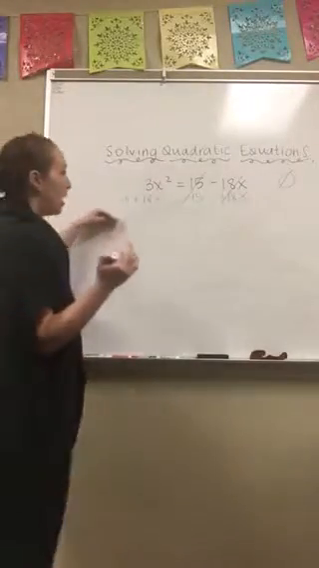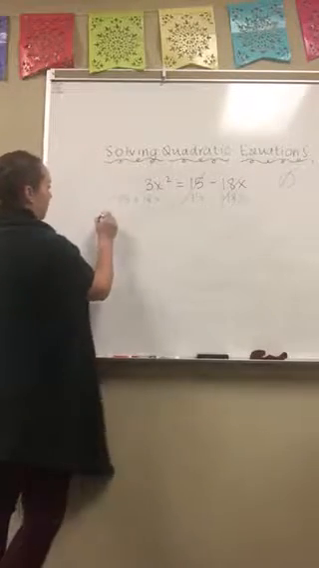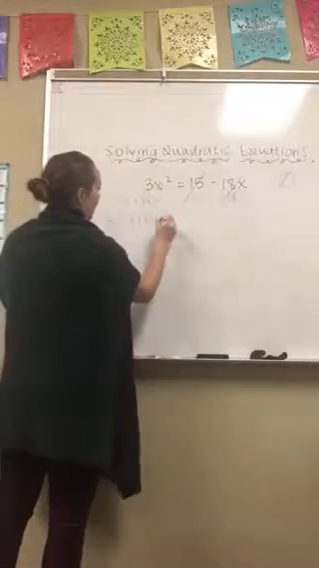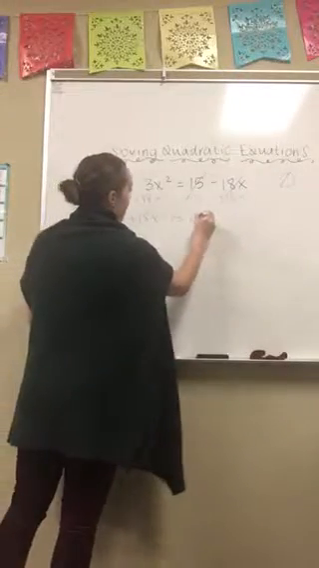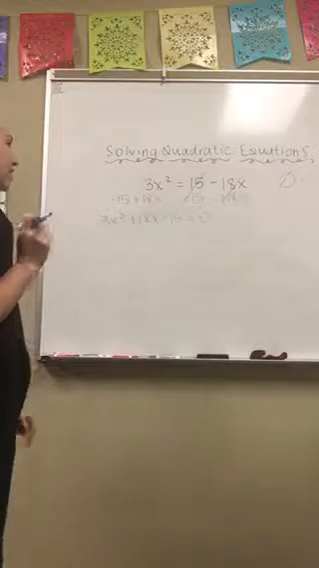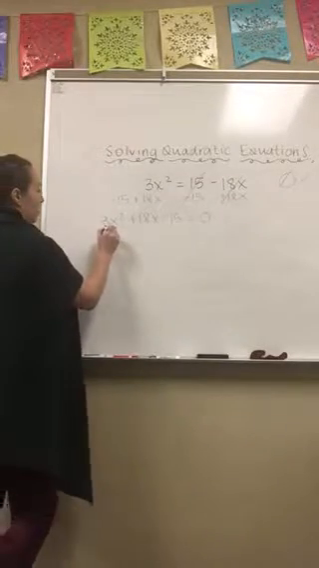Then I like to organize my quadratic in order from the highest exponent to the lowest. So I have 3x squared plus 18x minus 15 equals 0. Now that I've gotten it equal to 0, I'm going to scan it and see if there are any other noticings. I notice that these are all multiples of 3.